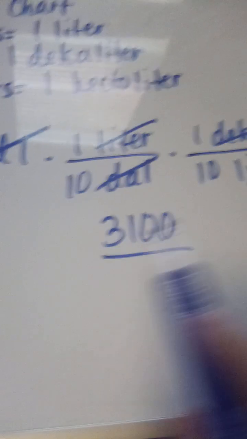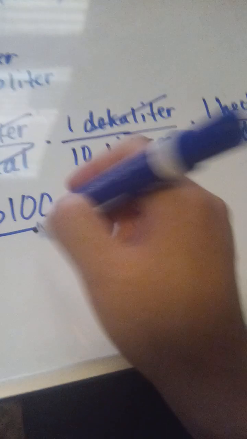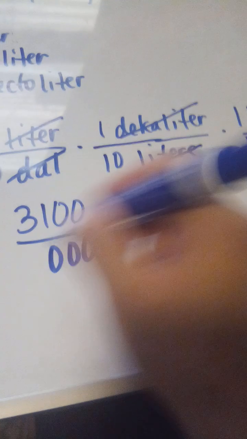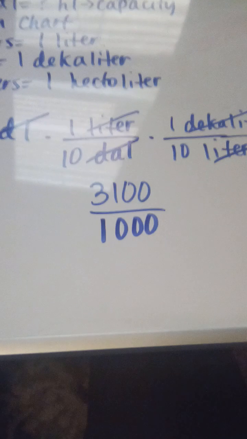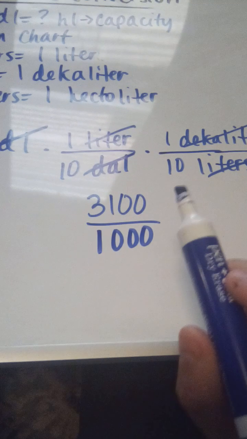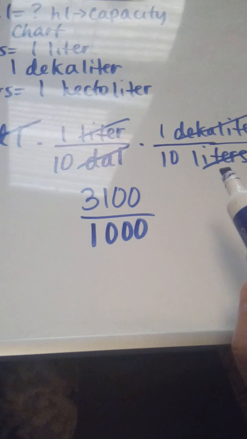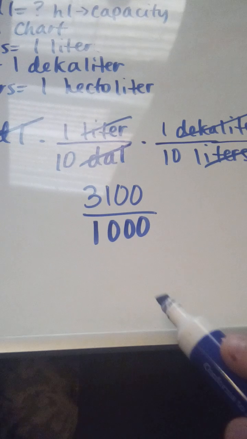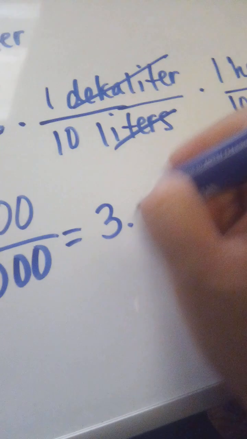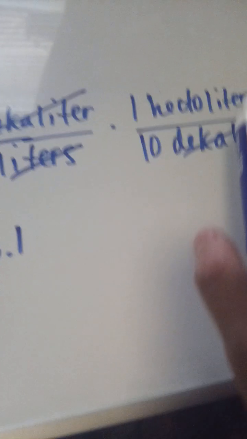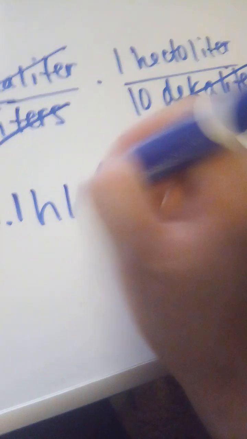And then we have 10 times 10 times 10. And how many zeros do we have right in front of us? 3. 1,000. And then after we finish with the multiplying, we divide. Use a calculator. 3,100 divided by 1,000 gives us 3.1. Is it hectoliters? Don't forget to write that down, my friends.